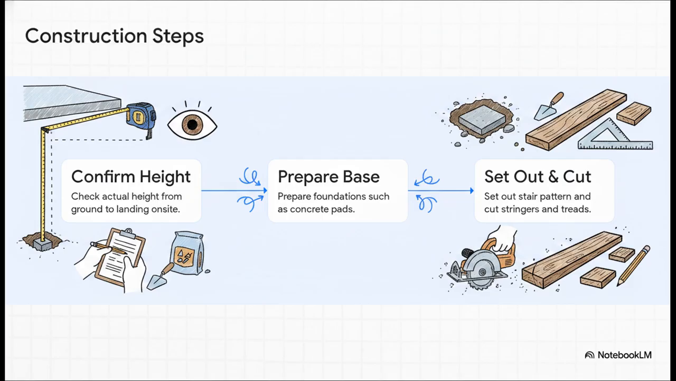First off, you've got to confirm the actual height from the ground to the landing right there on site. Do not just trust the paper. Second, you prepare the stair foundations like your concrete pads so you have a rock-solid base. And third, you set out the pattern on your timber and cut your stringers and treads. So remember, a successful build always starts with physical site measurements.